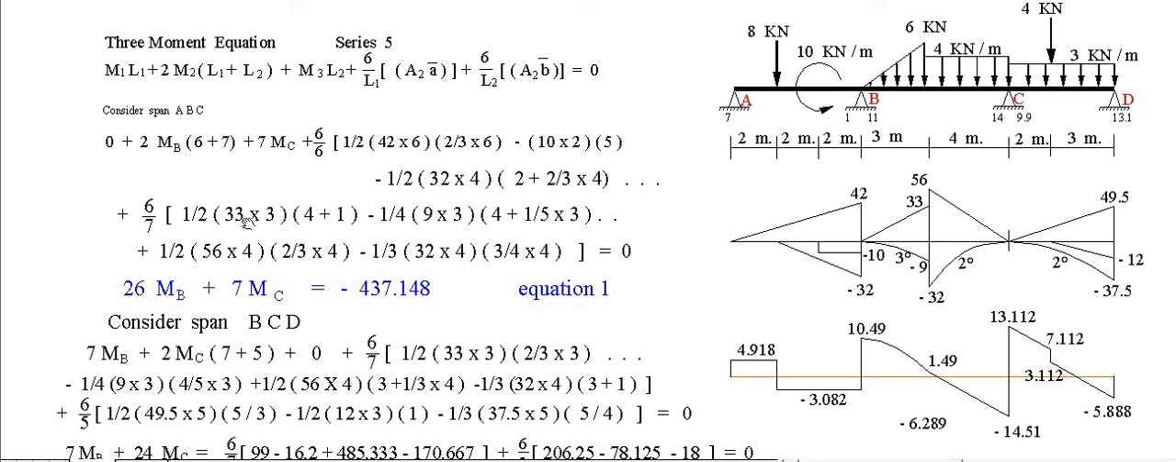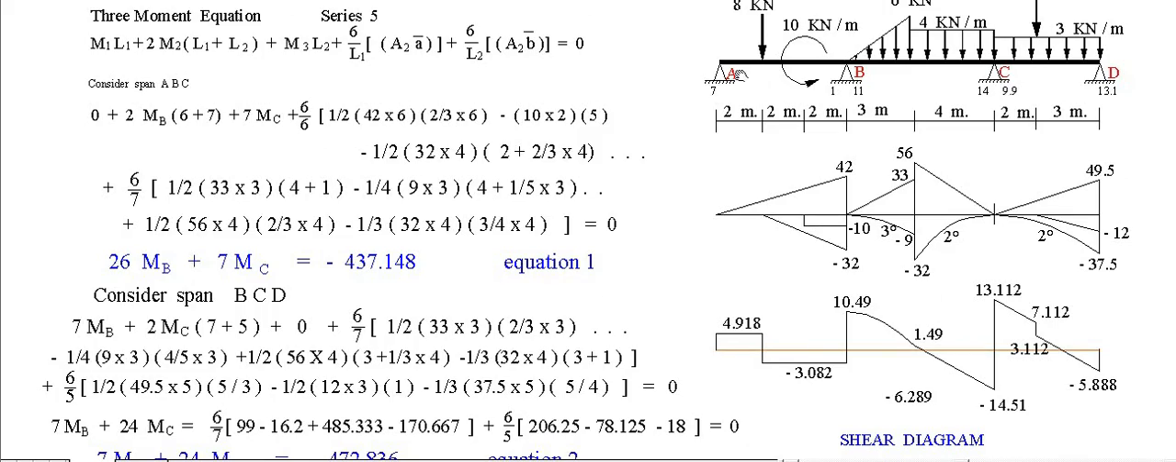13 times 2, 26, 7 MC. The constants here, these constants are positive. So if you transfer this to the right, it becomes negative. The constant is minus 437.148. And this is equation 1 for span ABC.